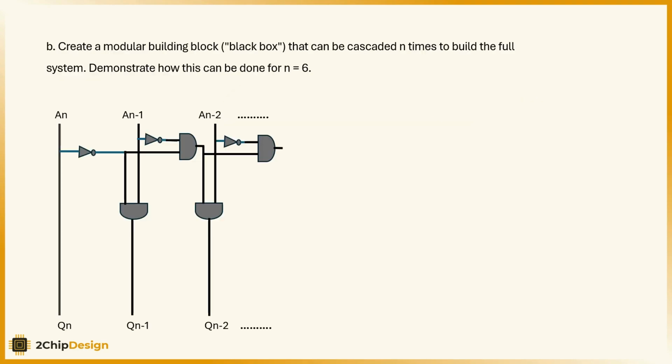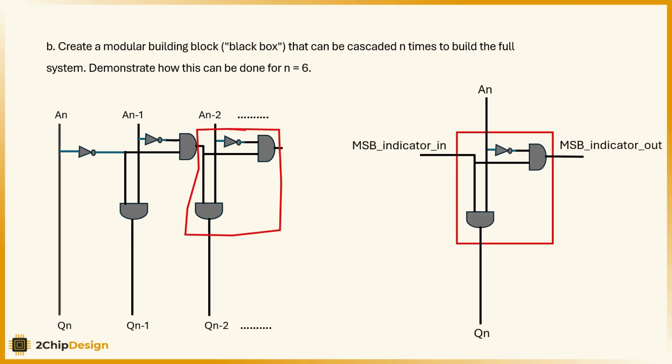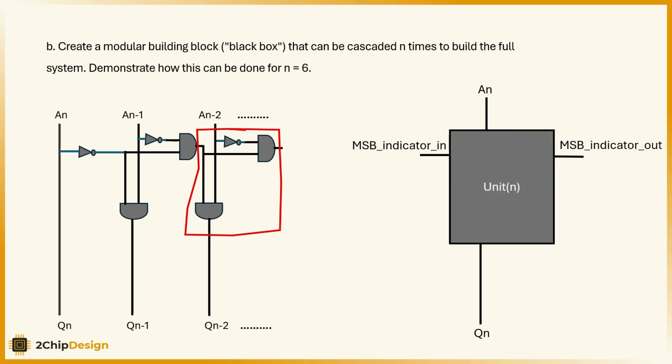Looking closely, we can recognize a repeating pattern in the logic. Let's isolate this pattern and define it as a unit block that can be reused multiple times. Each block has 2 inputs: AN, the input bit at position N, and a flag called MSB indicator in that indicates whether a more significant one has already been detected. The flag works as follows. If the flag is 1, it means no MSB has been found yet. If the flag is 0, it means an MSB has already been found. The block also produces 2 outputs: QN indicates whether the current bit is the MSB, and the MSB indicator out updates the MSB flag to pass down to the next less significant block.